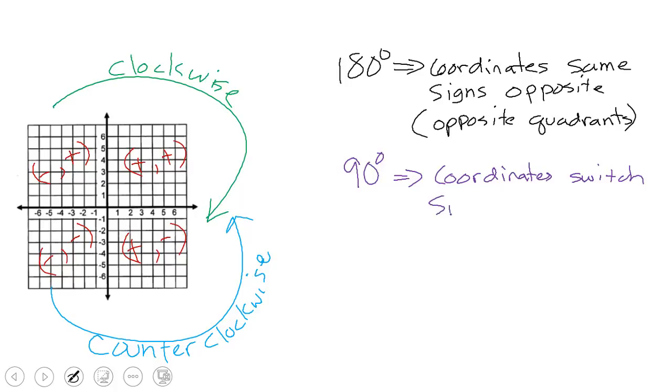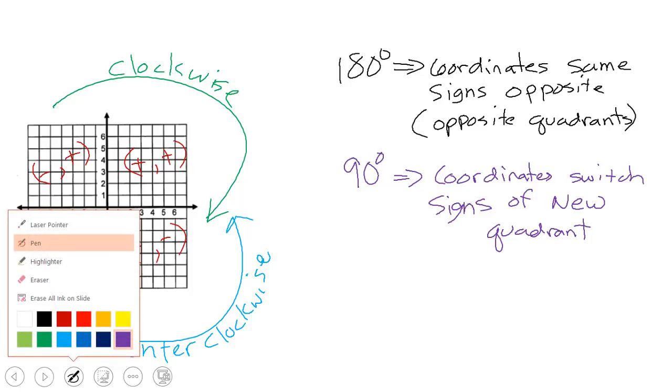Now the signs on a 90-degree rotation, the signs are of the new quadrant. If I go 90 degrees, I'm going to end up in a new quadrant. Whether I go clockwise to the right or counterclockwise to the left, I'm going to be in a new quadrant. So the signs are going to be of the new quadrant. This is going to make sense when we actually do one.